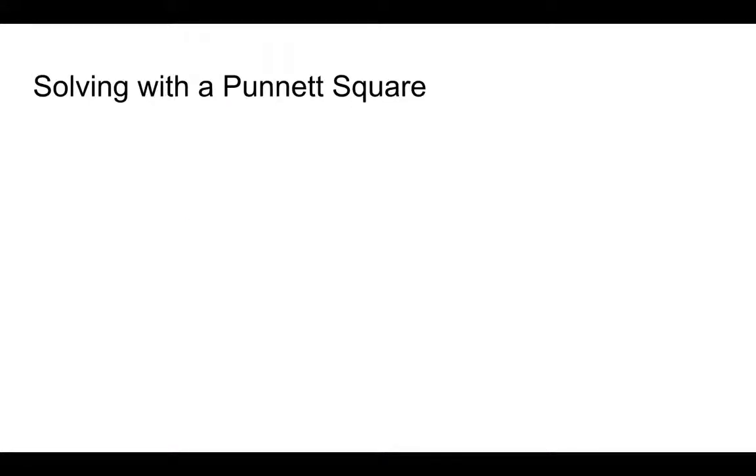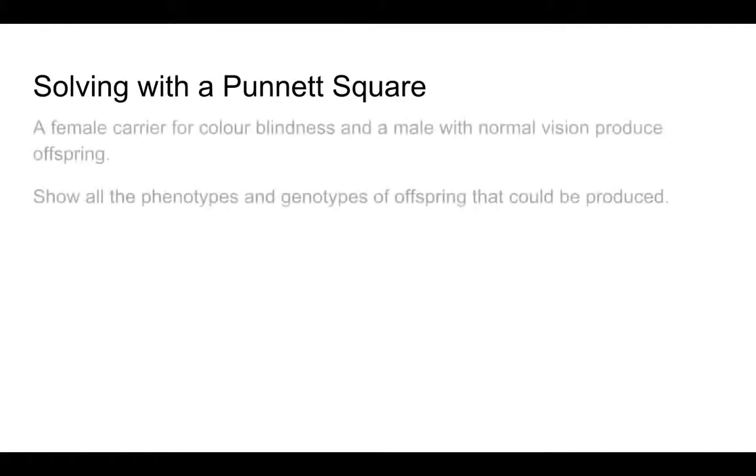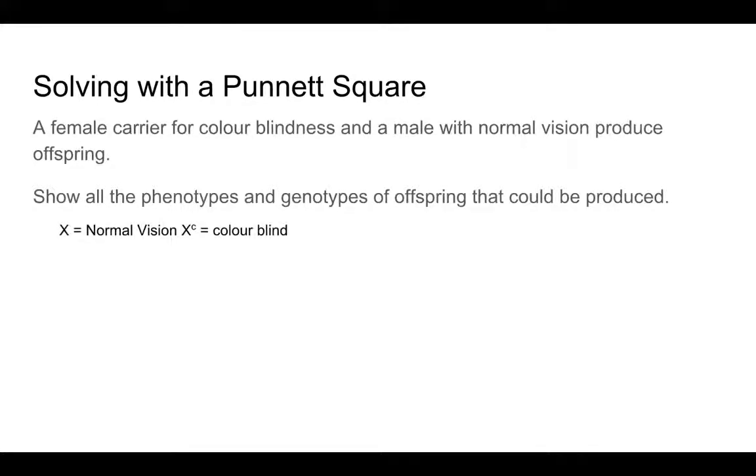Here's a typical problem we may be asked to solve. As we have just seen, a female carrier for colour blindness and a male with normal vision produce offspring. Show all the phenotypes and genotypes that could be produced. Well, as in our previous problems, firstly, list your alleles and denote the symbols that represent them. And in sex-linked conditions, we do it this way. An X is an X chromosome with normal vision. A small c denotes the X chromosome carrying the defective allele, or the allele in question.